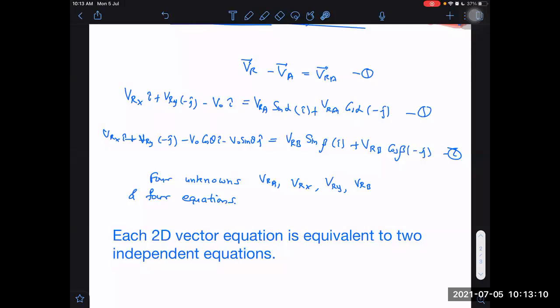Each 2D vector is equivalent to 2 independent equations, so you have to solve these. I thought you may be getting the answer. Even if it was disconnected and you were not able to hear my voice, at that time also you should normally be solving these questions and trying to get the values of those.